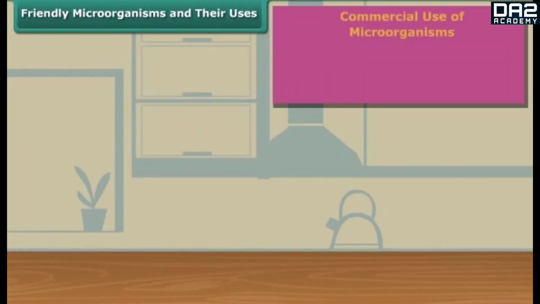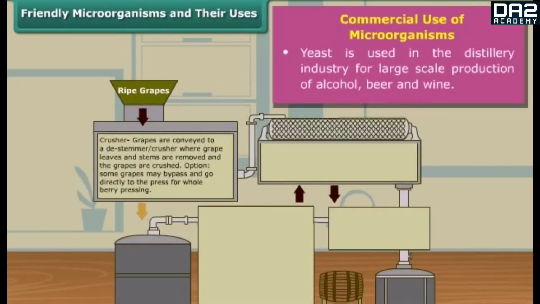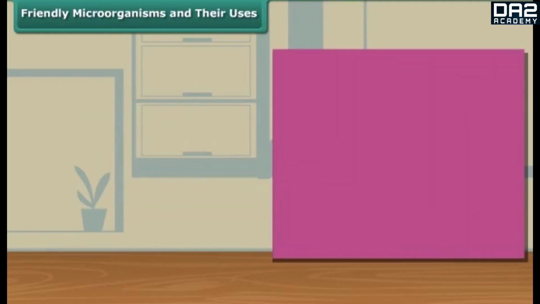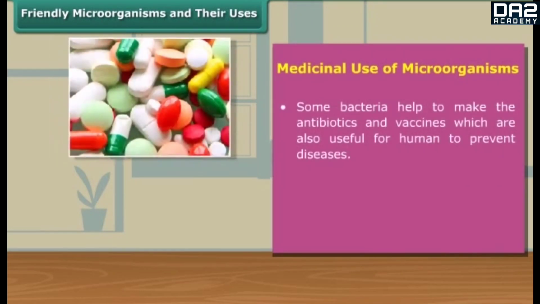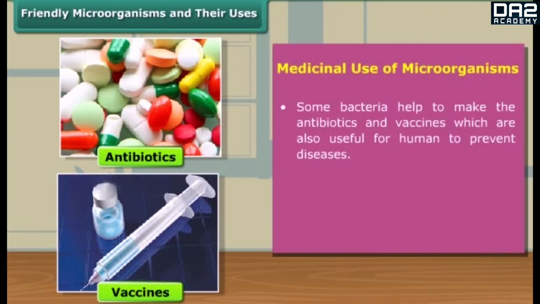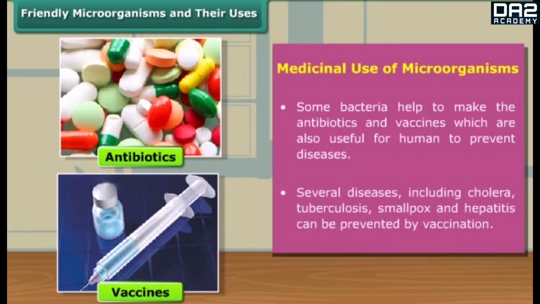Microorganisms are also useful in the commercial and medicinal fields. For instance, yeast is used in the distillery industry for large-scale production of alcohol, beer and wine. Some other bacteria are helpful in the production of antibiotics and vaccines. Vaccination is helpful against several diseases including cholera, tuberculosis, smallpox and hepatitis.